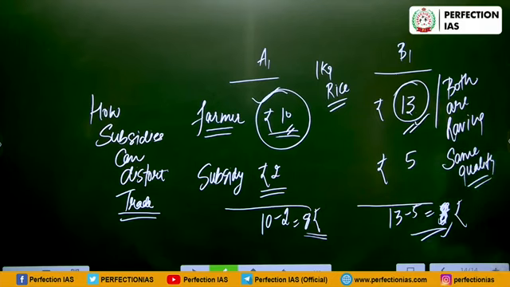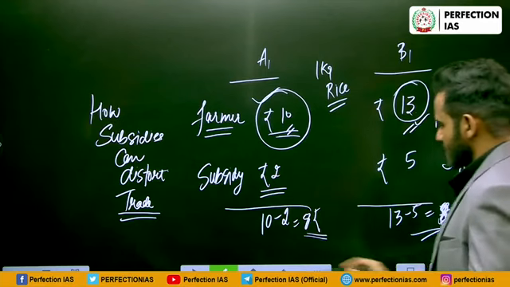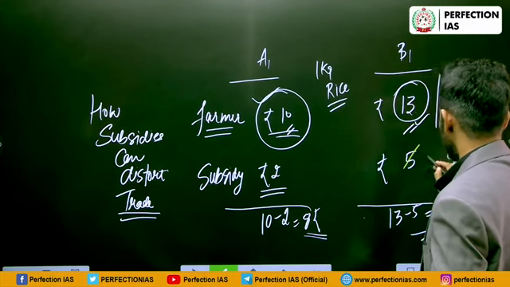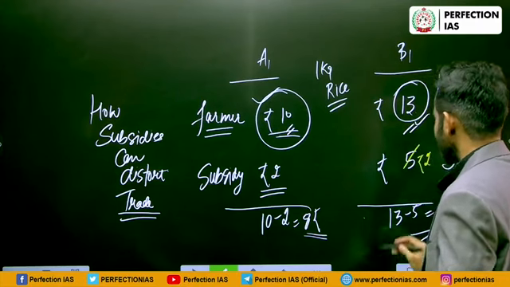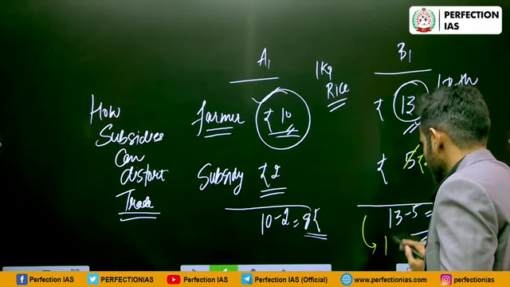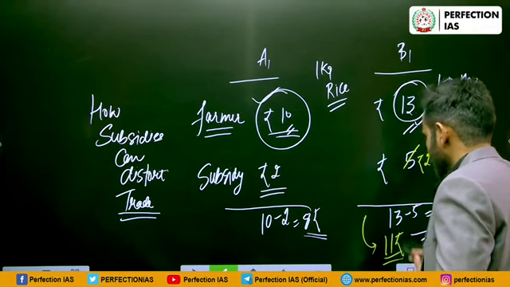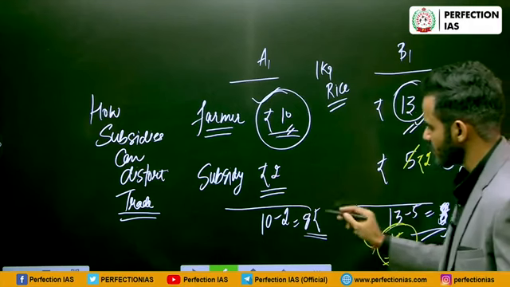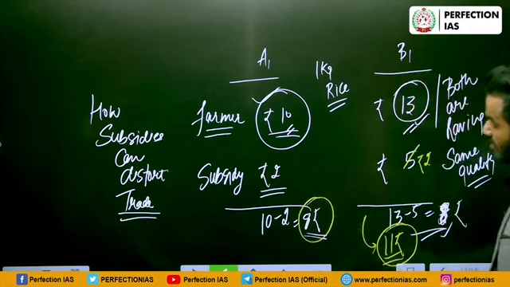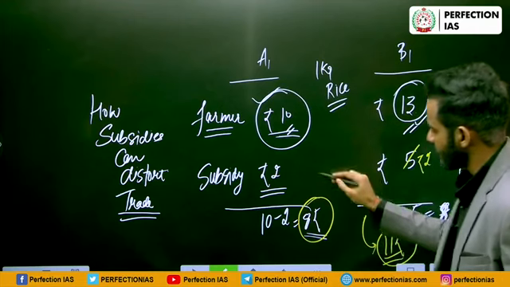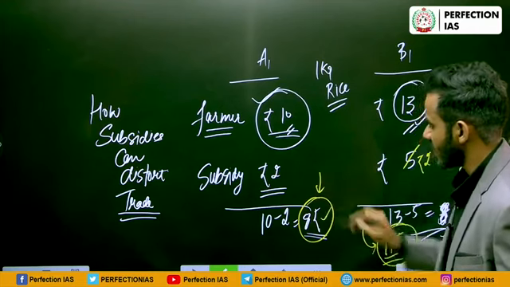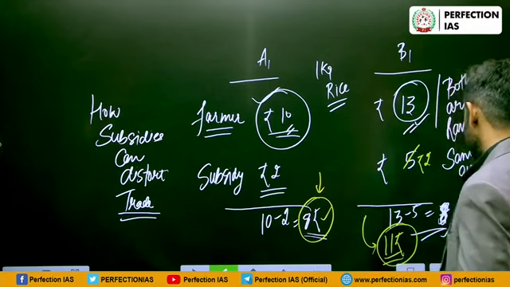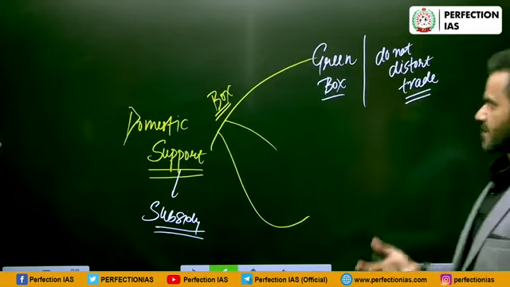So now let's consider one more example. Suppose instead of 5, the government provided only 2 rupees. In that case, the cost will be 11 rupees, and therefore it will be costly. It will be costly as compared to the product of A1, and now in the international market there will be more demand of product of A1 if the quality is same. That is how subsidies can distort trade.